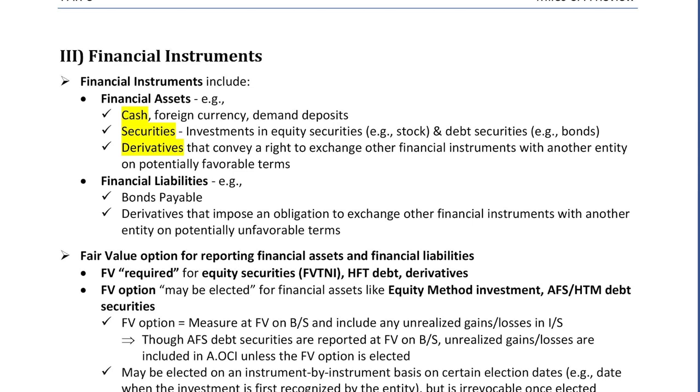Financial liabilities may include bonds payable, so that's like the issuer of the bond, and we're going to talk about this in FAR-4. Financial liabilities could be highlight derivatives that impose an obligation to pay, sort of unfavorable terms.